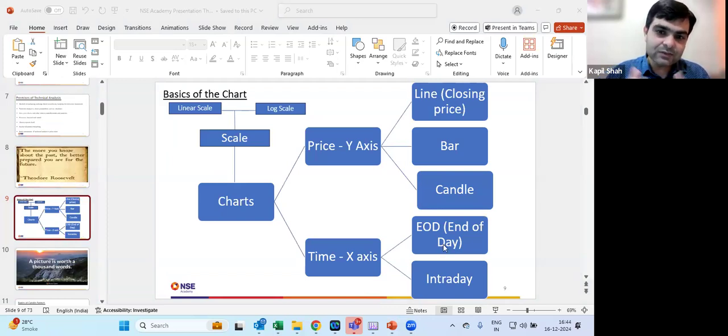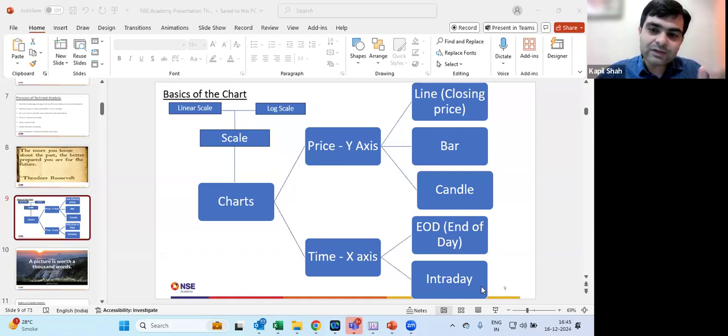We have different kinds of trading styles. Let's say in cricket, we have three formats: T20, one day, and test match. Similarly in trading, we have different formats like intraday trading, swing and positional trading, and investment. Each and every trader uses a different time frame which suits their personality or their trading style.